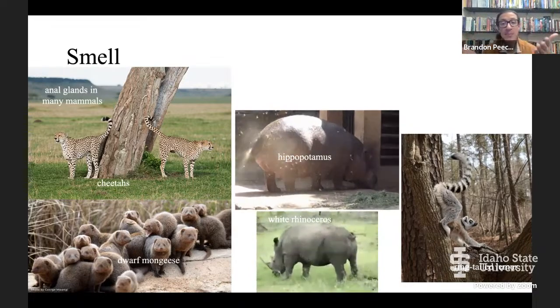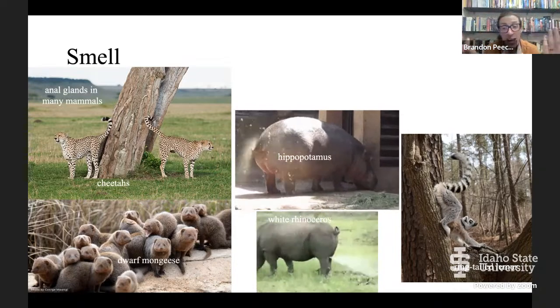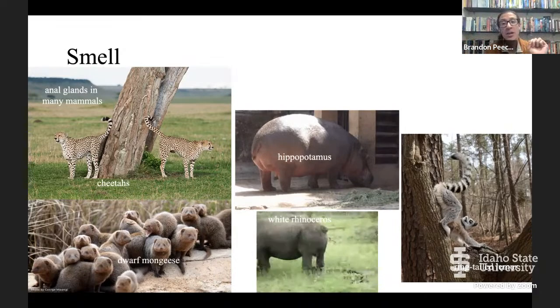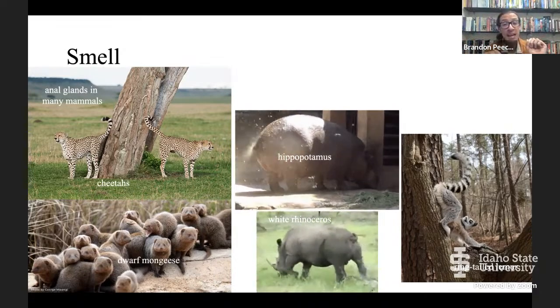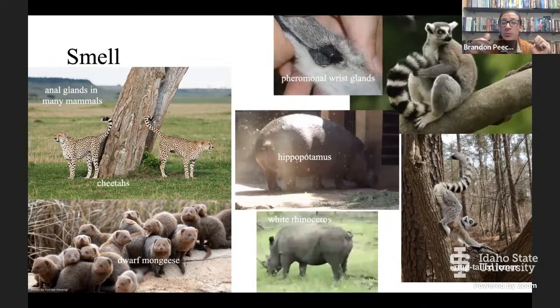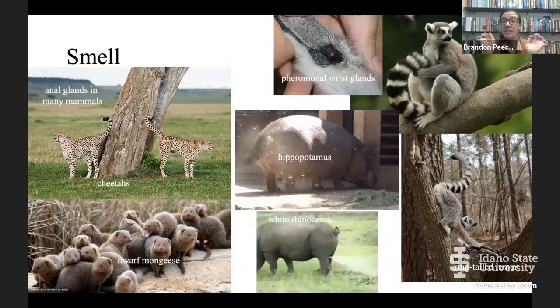And so these lemurs have the same kind of color vision as these other mammals. And even though they're primates, they use scent as a primary territory marker. So here's a lemur using his anal glands to mark territory on a tree in Madagascar. And what's really cool is those lemurs also have glands in their wrists that release pheromones.